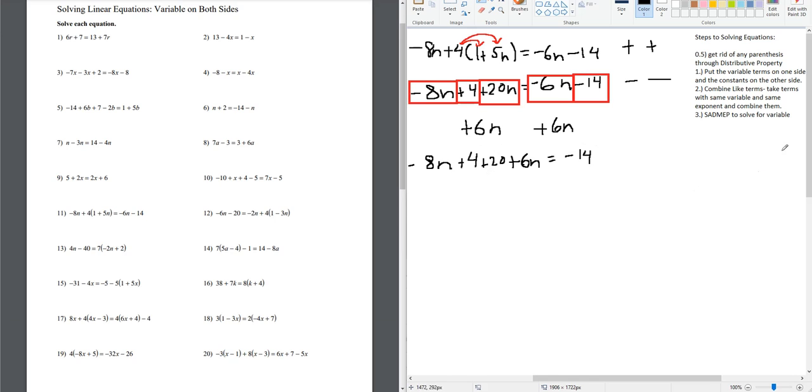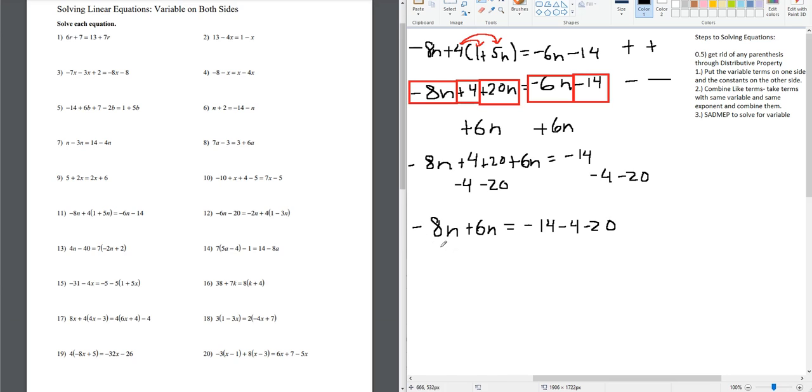Now I'm going to move my constants over. So this is a plus 4, so I'm going to minus 4. This is a plus 20, so I'm going to minus 20 from both sides. So I end up with negative 8n plus 6n equals negative 14 minus 4 minus 20.